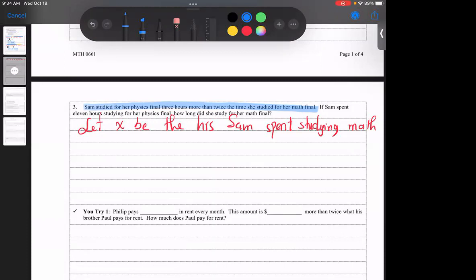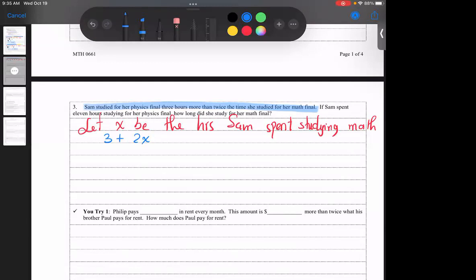3 more than twice what? Yeah, 3 plus, right? "More than" means add. So 3 plus 2x. Remember, 3 more than means plus, twice means multiply something by 2.